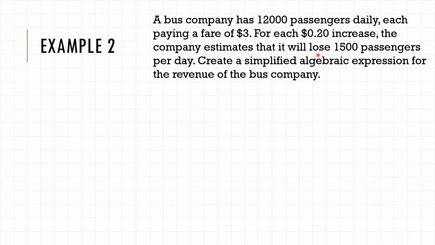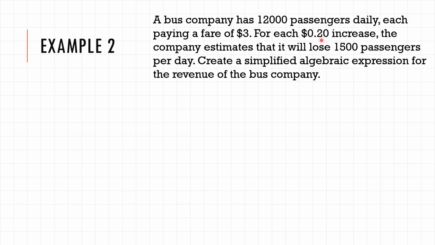In this example, a bus company has 12,000 passengers daily. This is an example of a quadratic relationship in real life. Each customer pays $3 whenever they're taking the bus. Now the bus company maybe wants to get some more money, so they increase the fare by 20 cents.